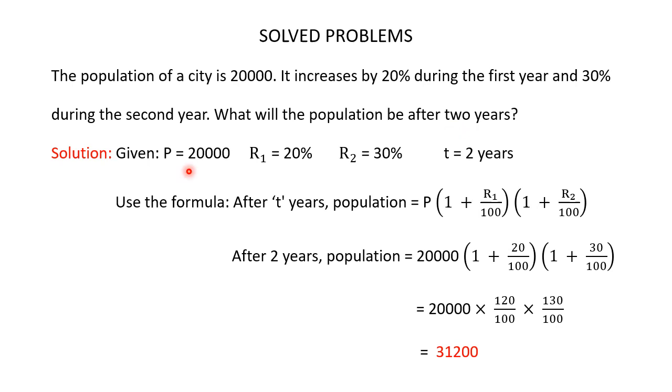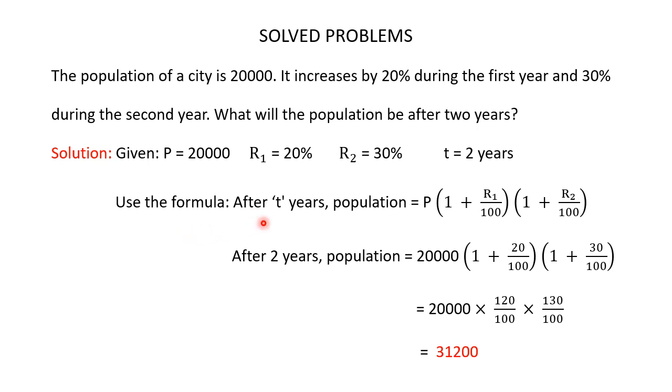Now it's given that P is equal to 20,000. R1 is equal to 20%. R2 is equal to 30%. T is equal to 2 years. We have to find out what the population will be after 2 years.